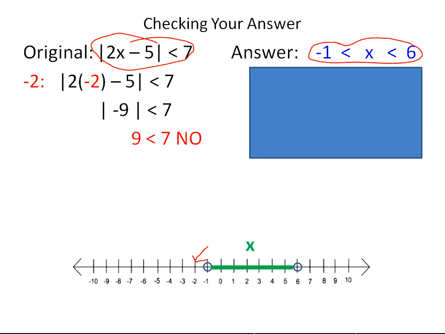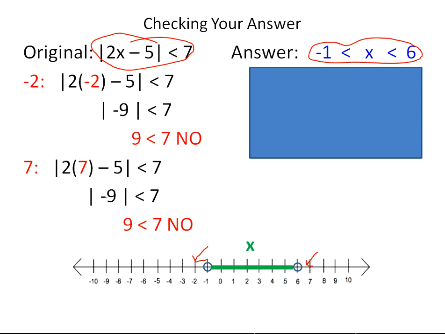Now we're going to go over here on the other side and pick a number that is also not on the green, and that should also make that inequality false. And so we check out 7. And so we get 14 minus 5, which is 9, not -9. And so the absolute value of 9 is 9. And is 9 less than 7? No. And so that works out again.